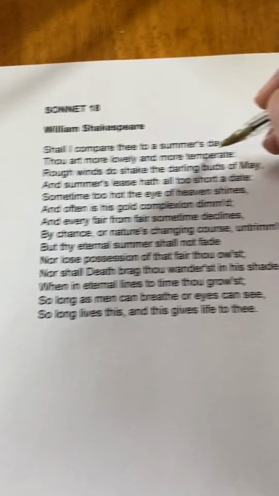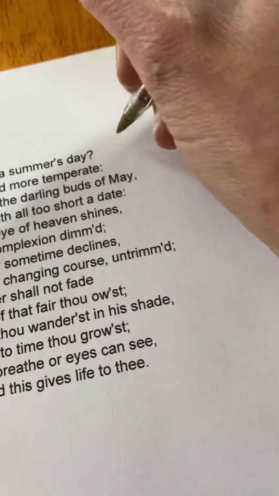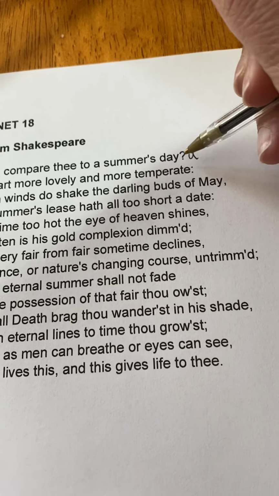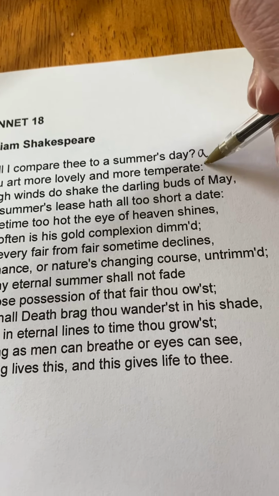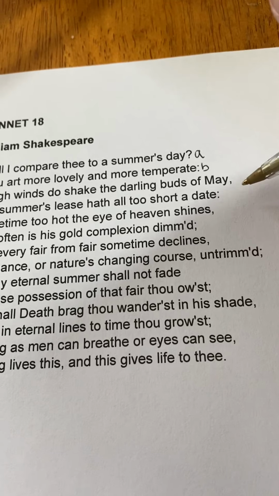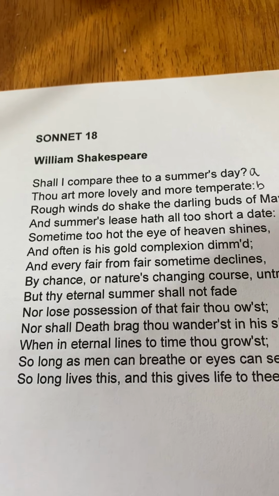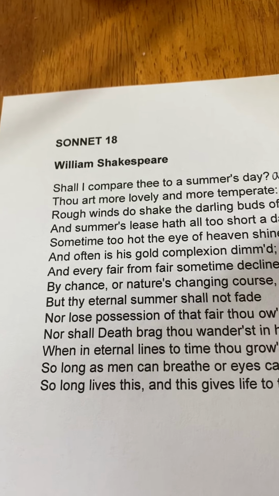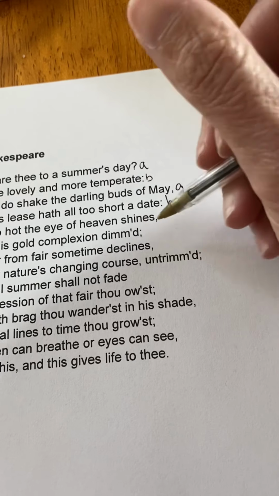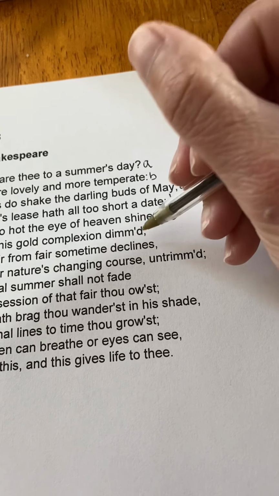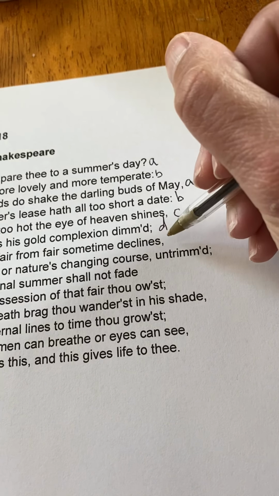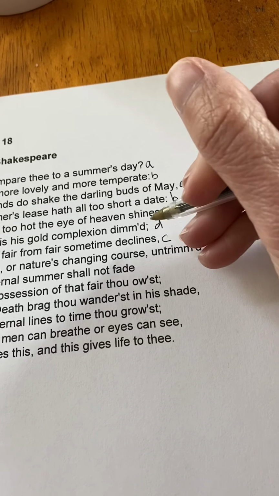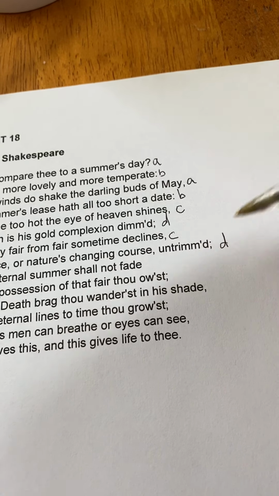So if we're looking at this first line, it ends with day. So we're gonna call that A. And the next line's temperate. Day, temperate, nah, doesn't rhyme. So that's a B. And then May rhymes with day, so that goes back to A. And then date, if you're British, rhymes with temperate. B. Shines would be C. Dimmed would be D. Declines rhymes with shines, C. And then untrimmed rhymes with dimmed, okay?